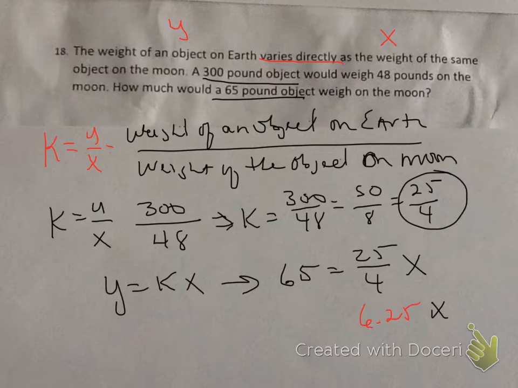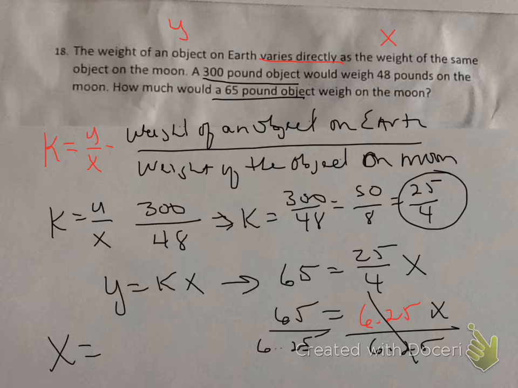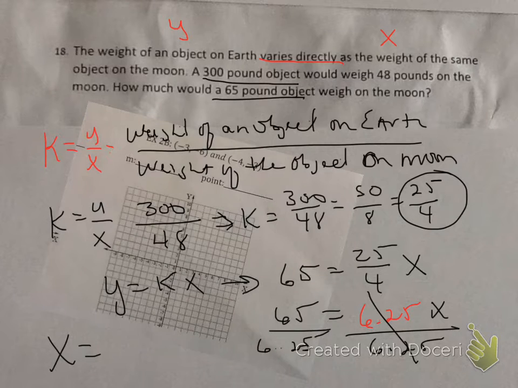It's being multiplied by x. And then I can divide by 6.25 to get x by itself. So when we divide 6.25 by 6.25, this cancels out and becomes 1. So we have x equals, and now we divide 65 by 6.25, and remember that's just a decimal there. And we should get around 10.4. So 10 pounds, almost 10.5 pounds.